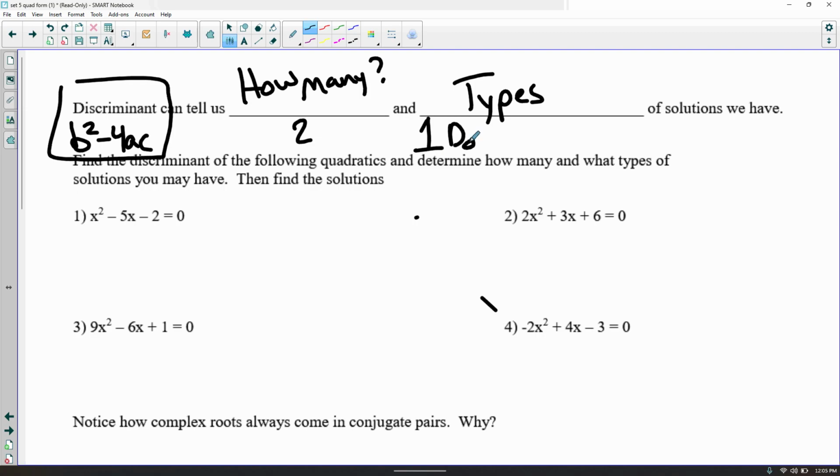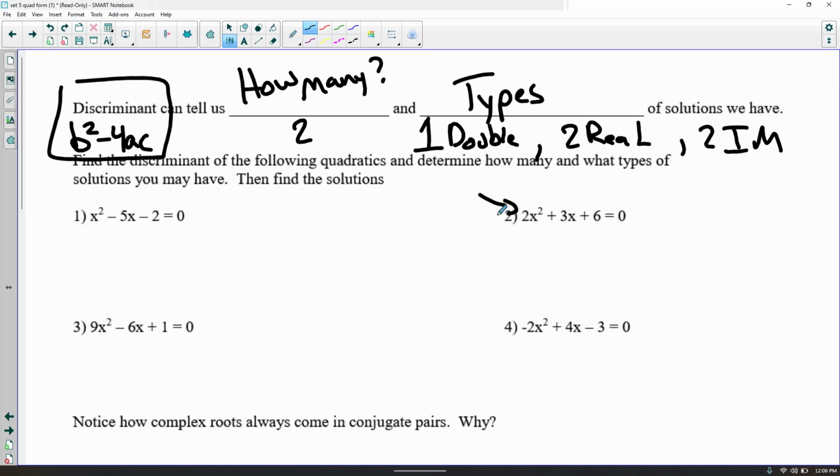1 double, 2 real, or 2 imaginary. Okay? Those are the types of solutions you have. 2 imaginary, 2 real, 1 double. They're all representing 2. So this is the way it works, Camden. It's really simple. I'm going to give you this equation right here and ask what types of solutions. I didn't even have to ask how many because it should be just 2. So in this case, what types of solutions is this?